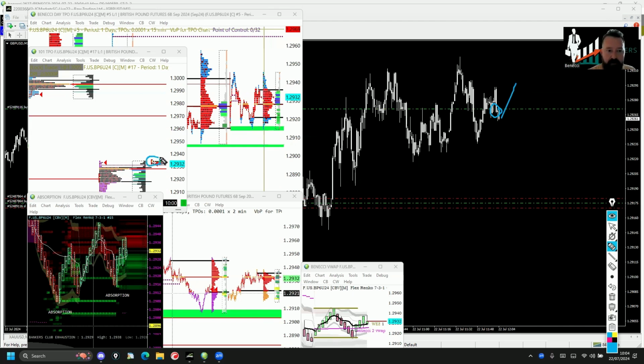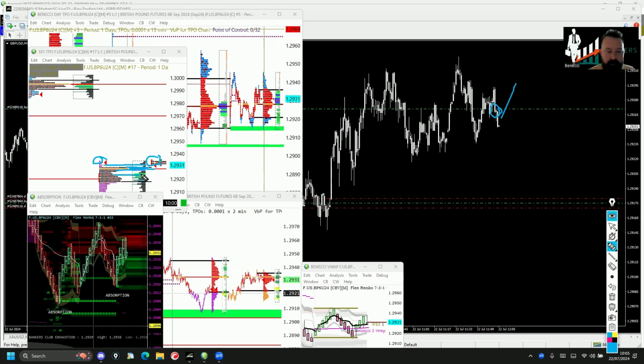This is the current profile. This is a previous profile. We have got an area of demand, being this dotted line here, which is a single print and a value area high and a point of control. And we've got the edge of the ledge. So from just at this part here to here is the demand zone for me.